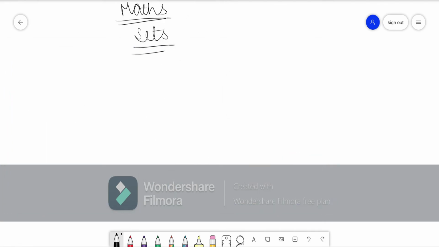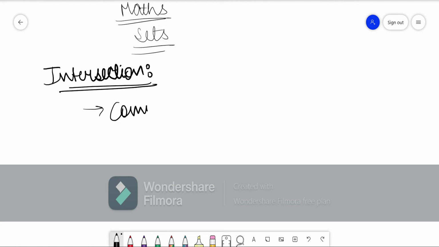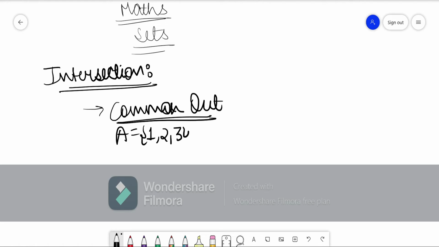Now let us talk about intersection, because in the previous class I taught you intersection also. So intersection means to take common out, right? Now what kind of common outs? So if I say I have set A that is 1, 2, 3, taking the same example, and B is set 5, 3, 2, 4, 7.